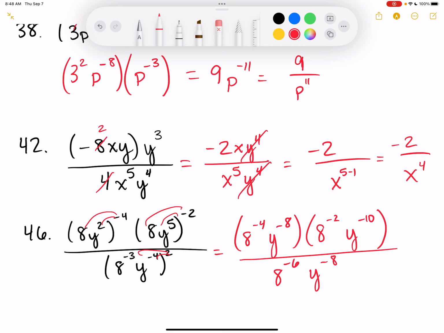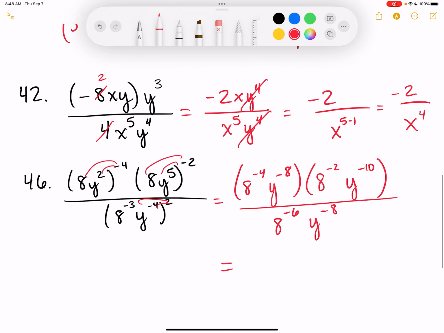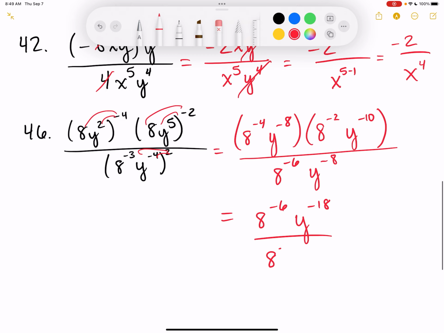So now individually on top and bottom, I'm going to reduce things down as much as possible. And then I'll move stuff top to bottom, bottom to top, whatever I need to do ultimately. So on top, I'm multiplying so I can add their exponents. So 8 to the -4 plus -2 is going to be 8 to the -6. y to the -8 and y to the -10, add those together. So y to the -18 over 8 to the -6, y to the -8, because I didn't have to do anything with those.